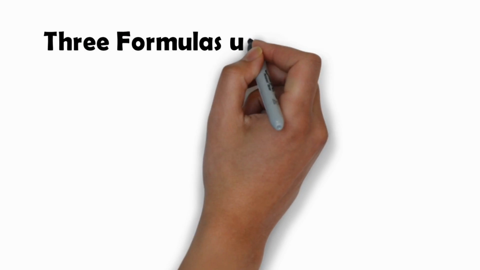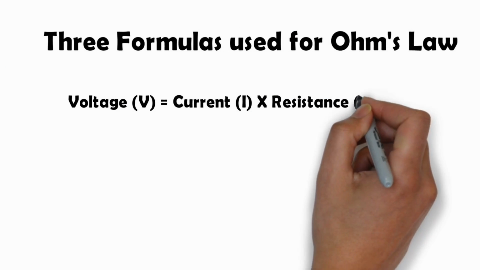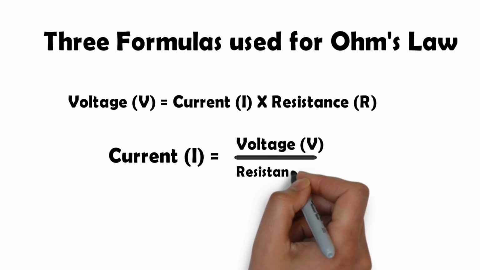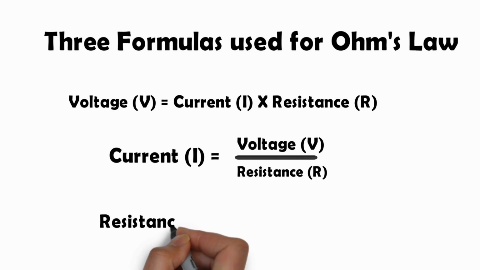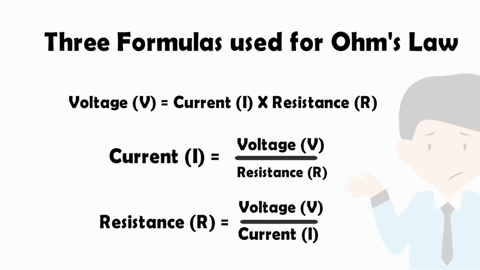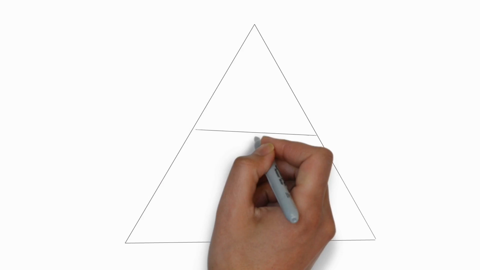There are three formulas used for Ohm's Law. Voltage equals current times resistance, current equals voltage divided by resistance, and resistance equals voltage divided by current. Wait. This seems pretty complicated, but don't you worry. All you have to remember is the Ohm's triangle, which looks like this.